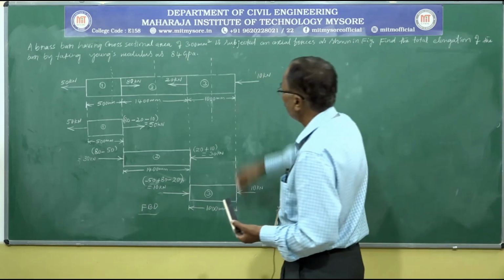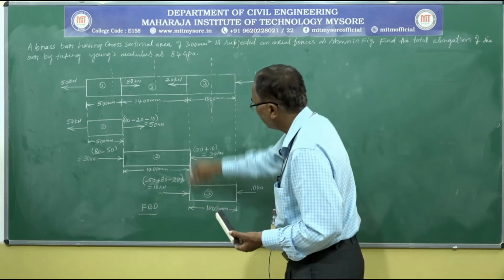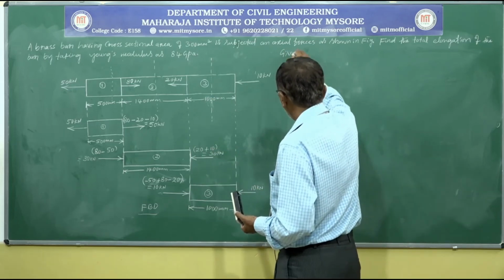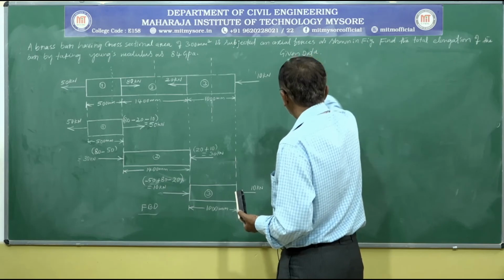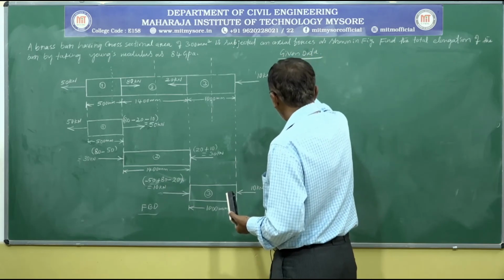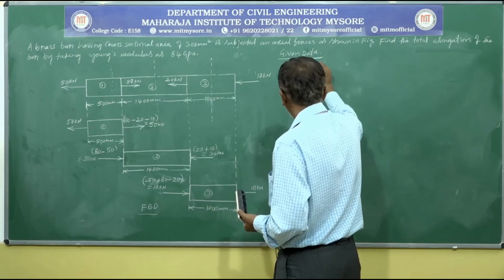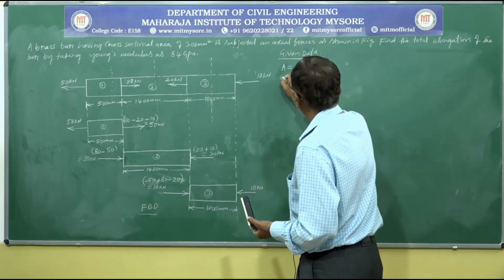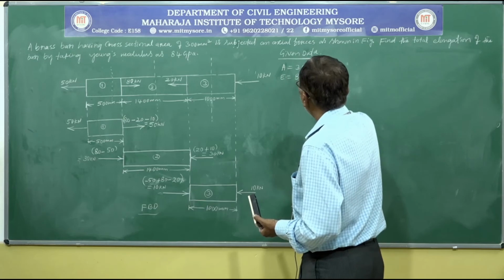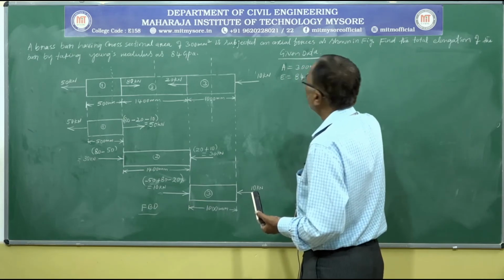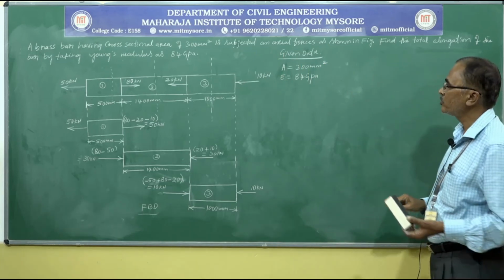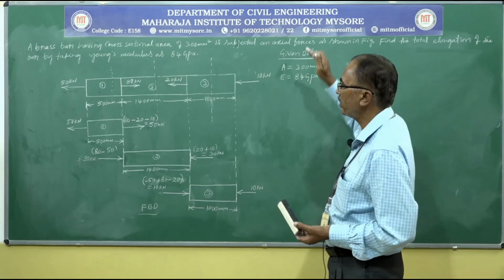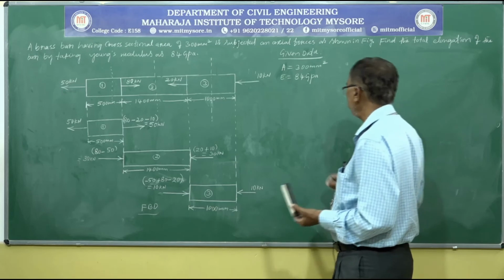Now, let us write the given values based on the given data and this free body diagram. Given data: A is equal to 300 millimeter square, cross sectional area, then Young's modulus of the material E is equal to 84 GPa. You can see the Young's modulus value. The given bar is a brass bar. Only the steel has the highest value of Young's modulus, about 200 GPa. All other materials have Young's modulus smaller than 200 GPa.